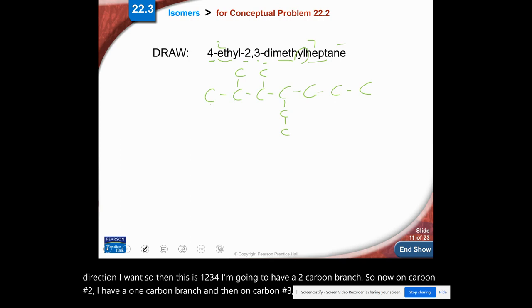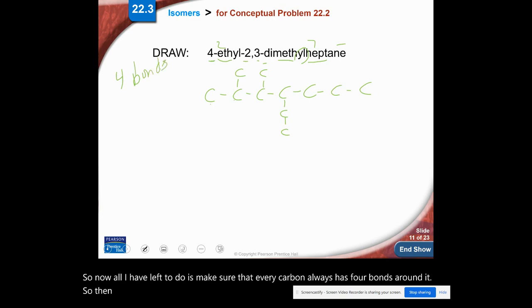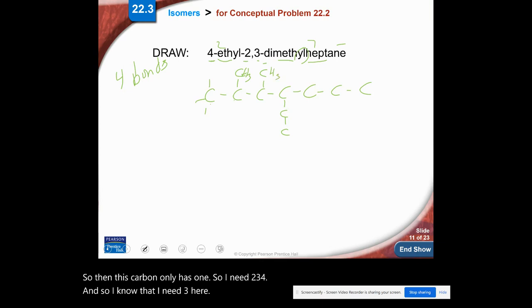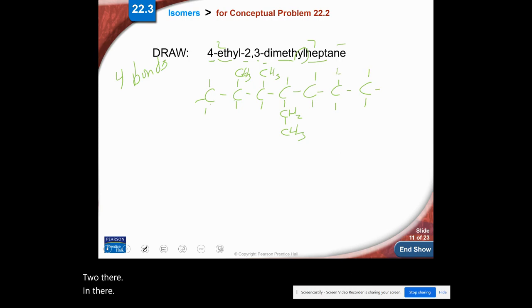So now all I've left to do is make sure that every carbon always has 4 bonds around it. So then this carbon only has 1, so I need 2, 3, 4. And so I know that I need 3 here, right? So those are going to be H's. And then I need 1 more here, and I need 1 more there. So then I need 2 more here, and I need 3 more here. And then 1 there, 2 there, 2 there, and there. And H's at the end of all of those lines.